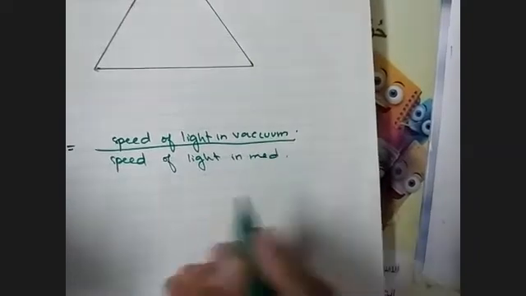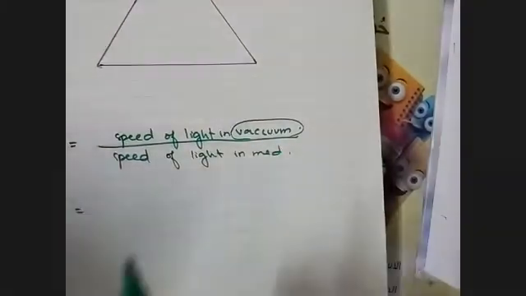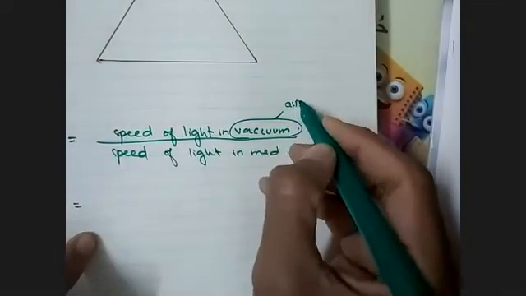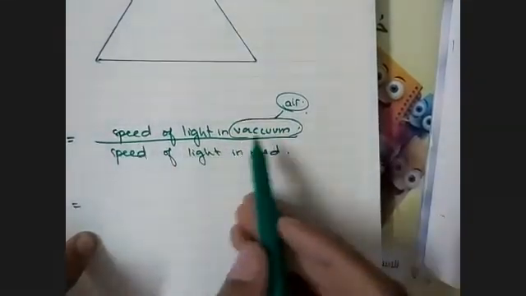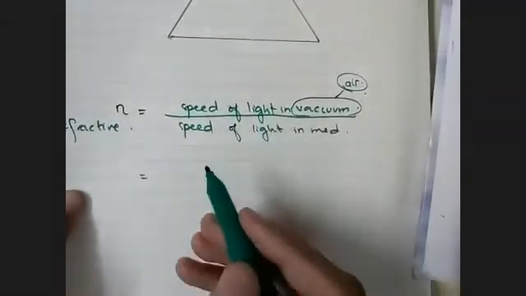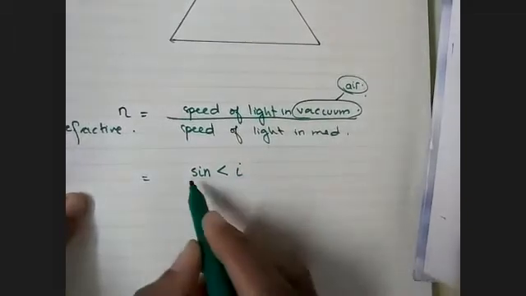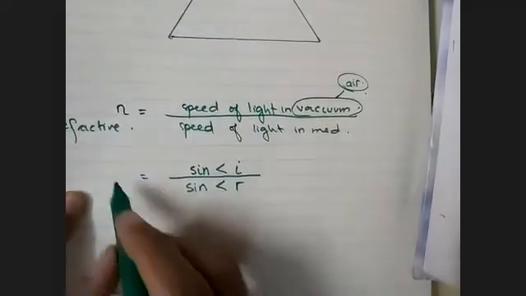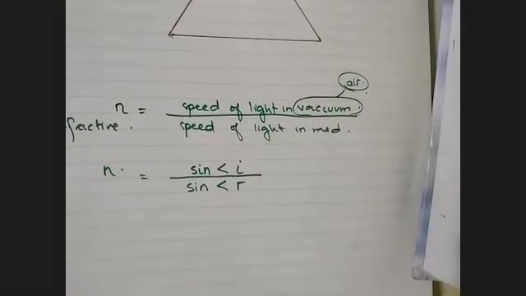Now, practically speaking, it is difficult to have vacuum. Therefore, instead of vacuum, we consider air. So same thing, the difference is not that much. So it is the speed of light in air over the speed of light in the medium. This also happens to be equal to the sine of the angle of incidence over the sine of the angle of refraction. Okay, so these are the two ways of looking at the refractive index.